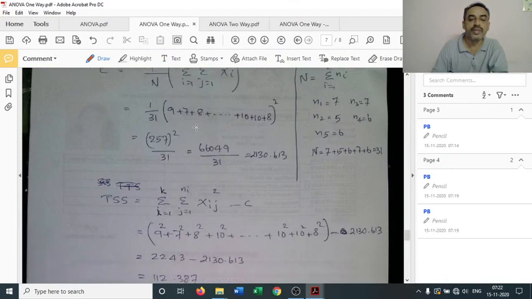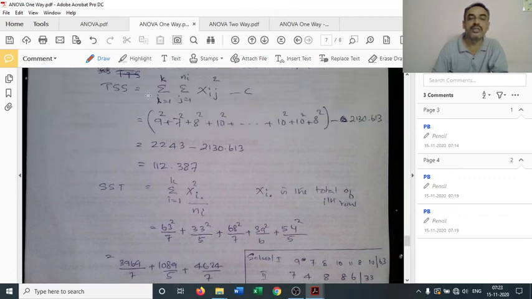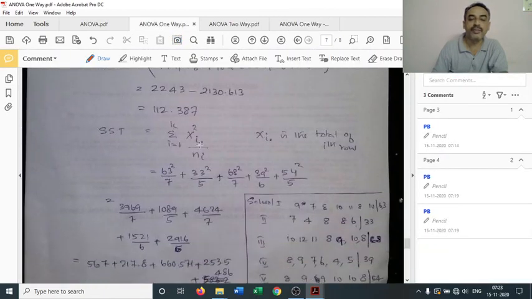We get the values like 63, 33, 68, 39, 54. The sum of each row is given here, squared and divided by the respective number of entries in each row. So first school we have 7 observations, and next school we have 5 observations. The third we have 3 plus 2 plus 7, then here 6 and 6. So that's why the denominators we have are 7, 5, 7, 6, 5.